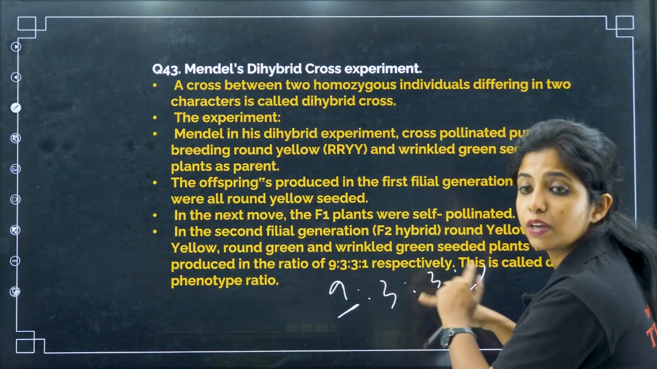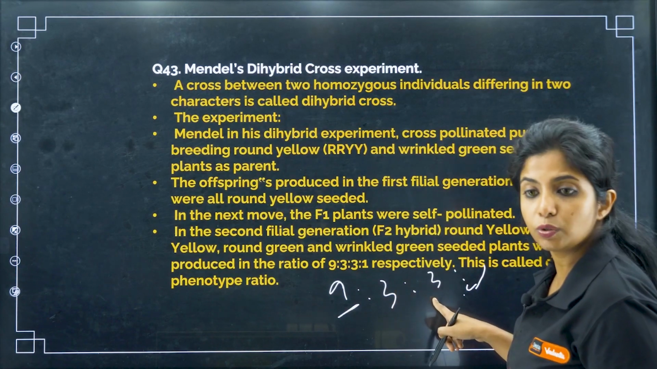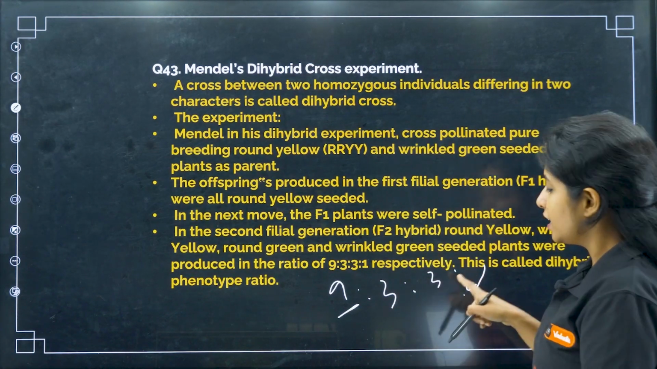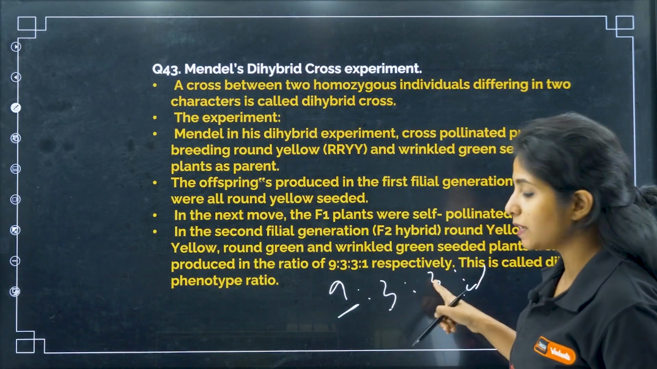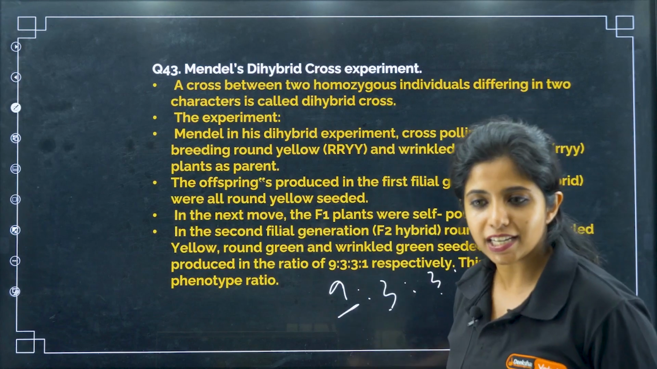And over here you have to make new combination. Round was with yellow, over here you make round with green. Here wrinkled was with yellow, wrinkled was with green. Here you make it with yellow. Then 3 + 3 = 6. 6 recombinants are found. 6 new type of organisms are being found.